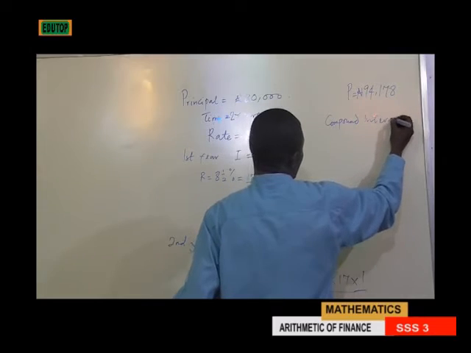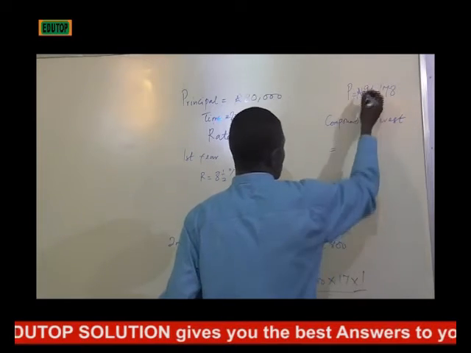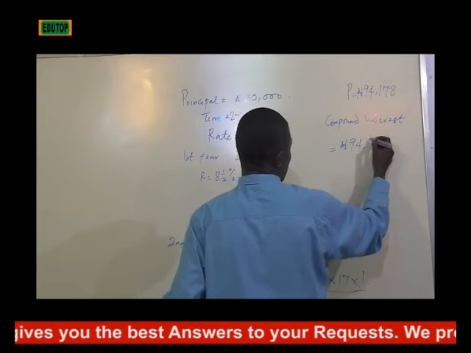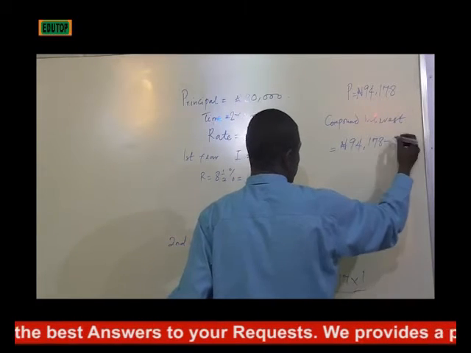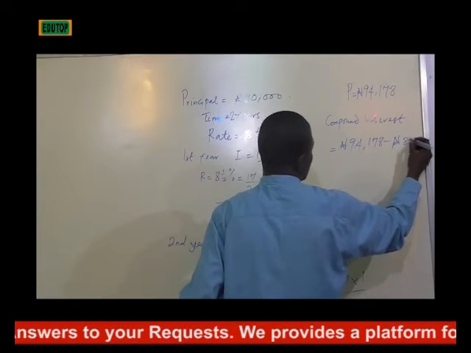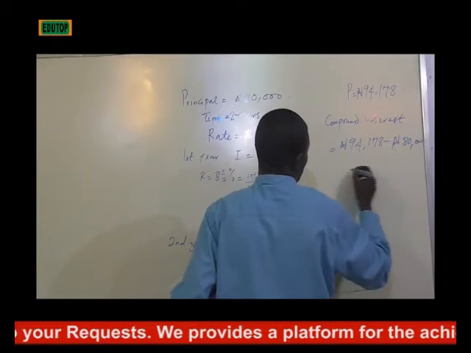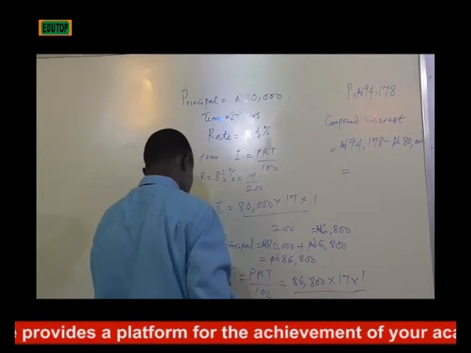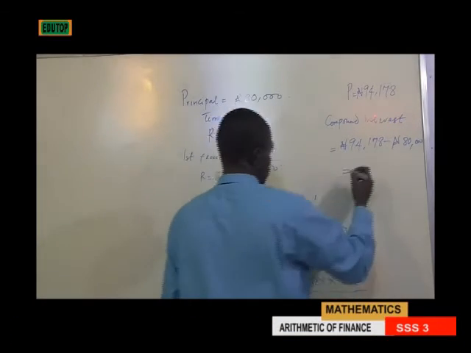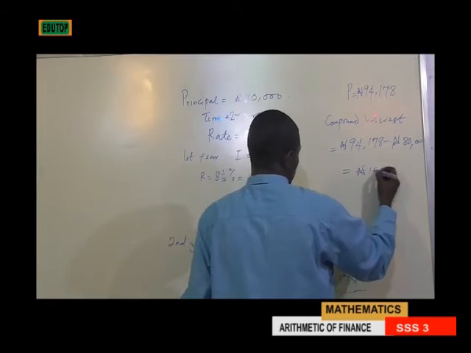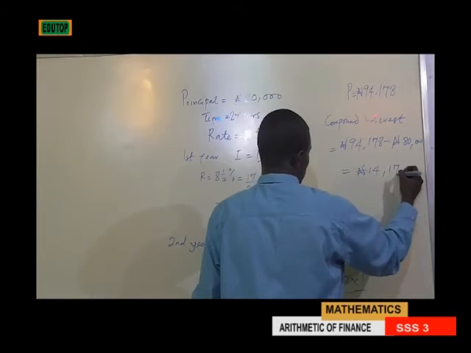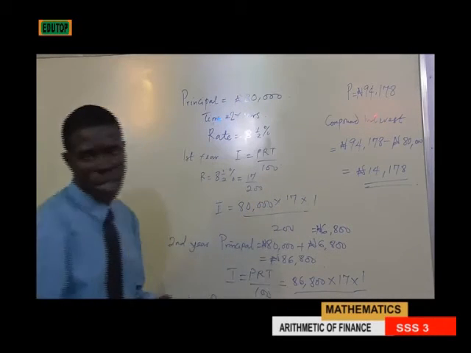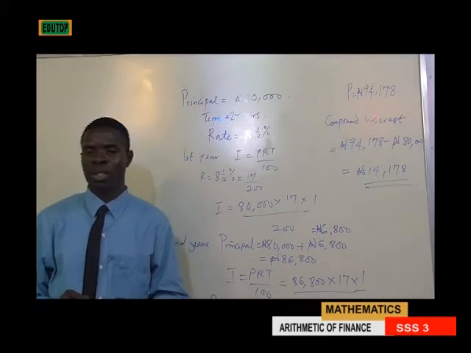Now, since our interest is to determine the compound interest, the compound interest will now be this, which is 94,178 minus the original principal, that is 80,000. That will now give us 14,108. So this is the compound interest. That's the answer for question 2.